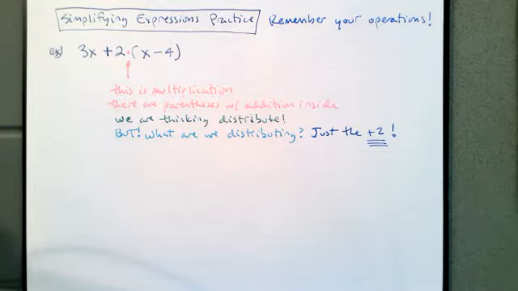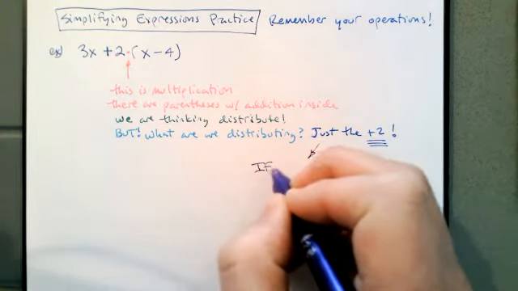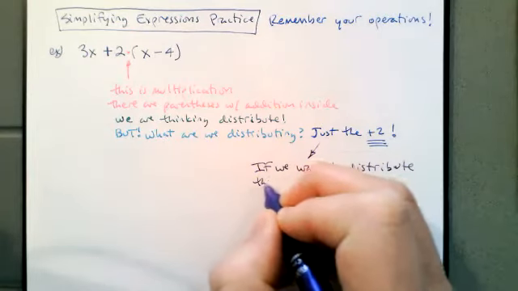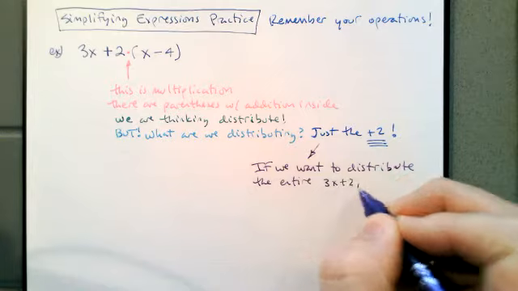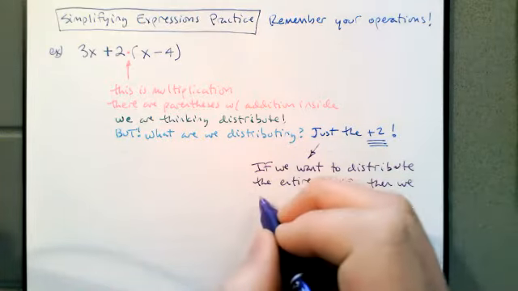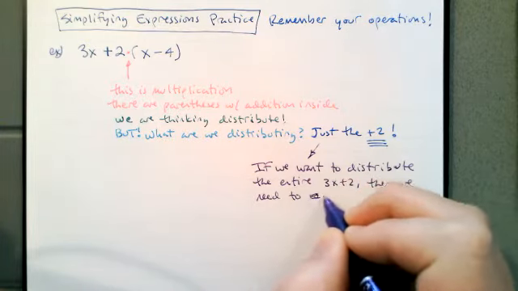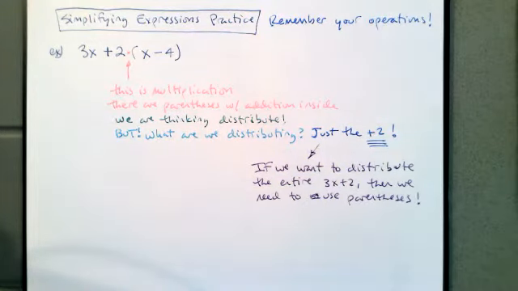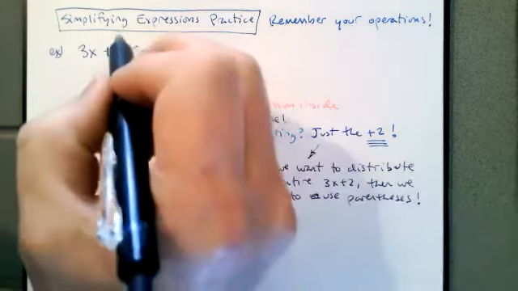If I want to multiply the sum of 3x and 2 by x minus 4, I have to write something differently. In this case, we're just distributing the plus 2. If we want to distribute the entire 3x plus 2, then we need parentheses. So as the expression is written, we're only going to distribute the plus 2.